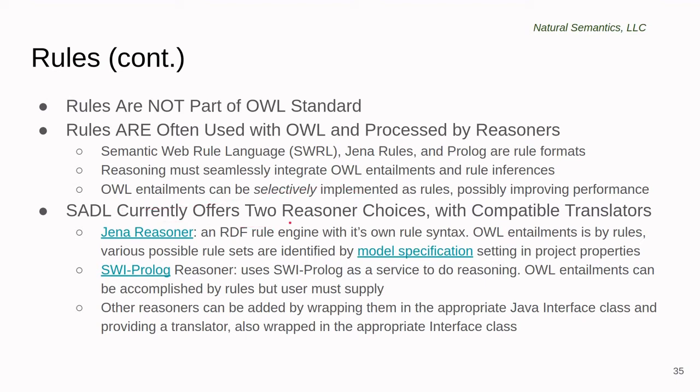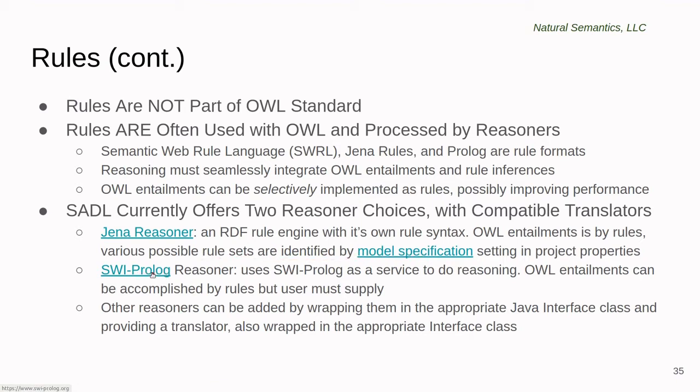Saddle currently offers two reasoner choices with compatible translators to translate from the controlled English representation into OWL and the appropriate queries, rules, etc. The Jena reasoner is an RDF rule engine with its own rule syntax. The OWL entailments are by rules, and there are various possible rule sets that are identified by the Jena model specification. A link here from the slides that can be set in the project properties.